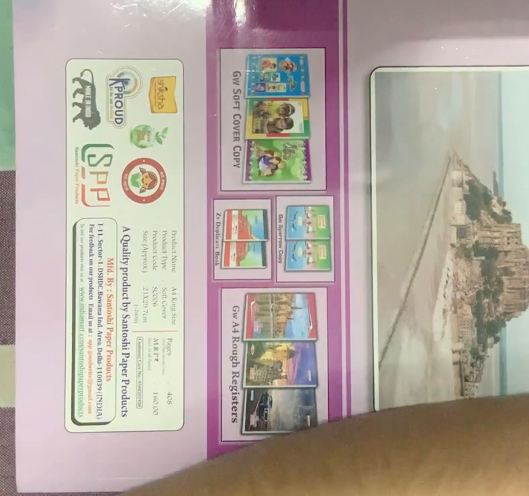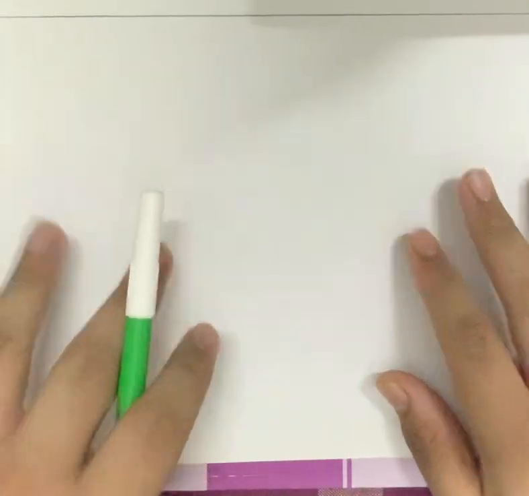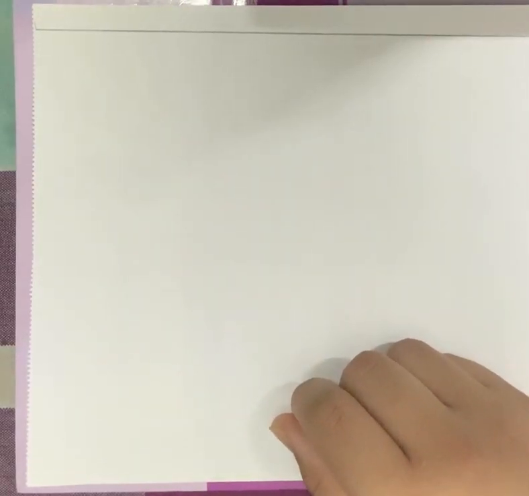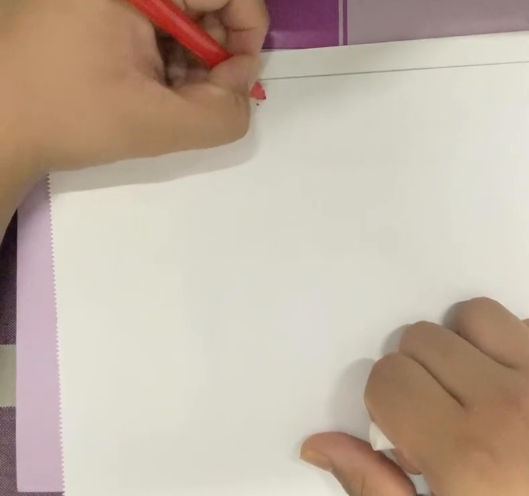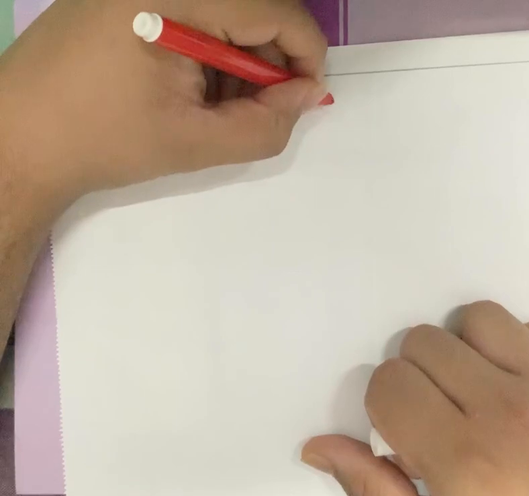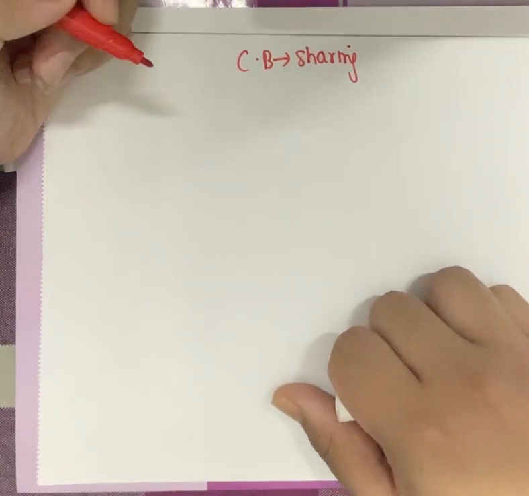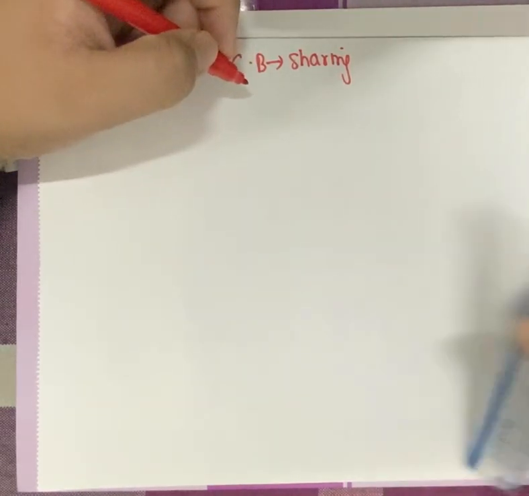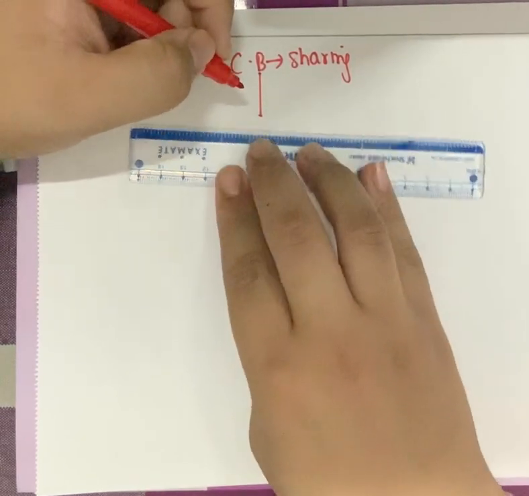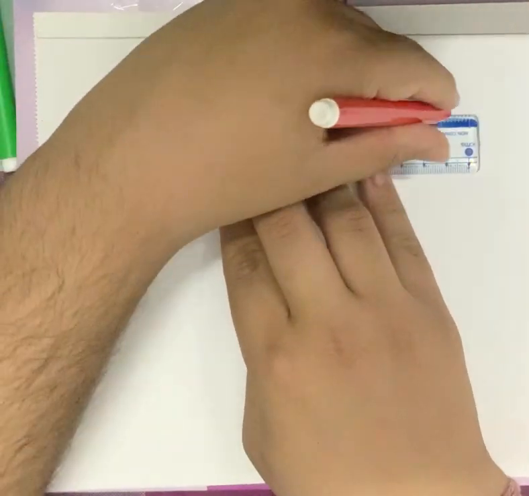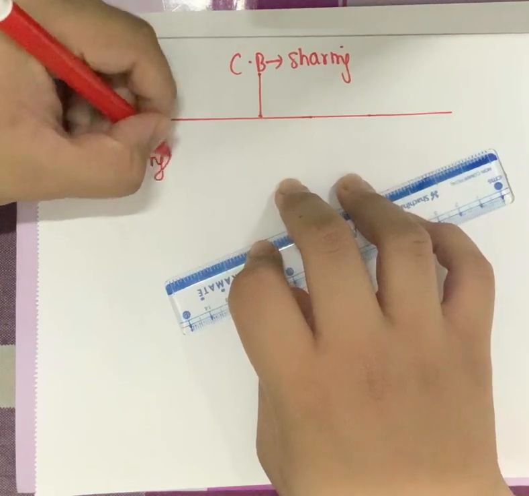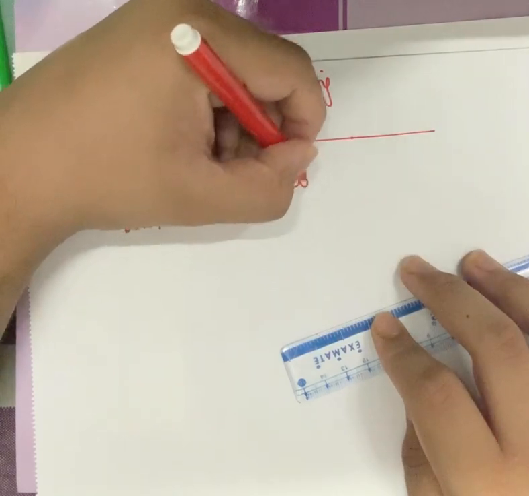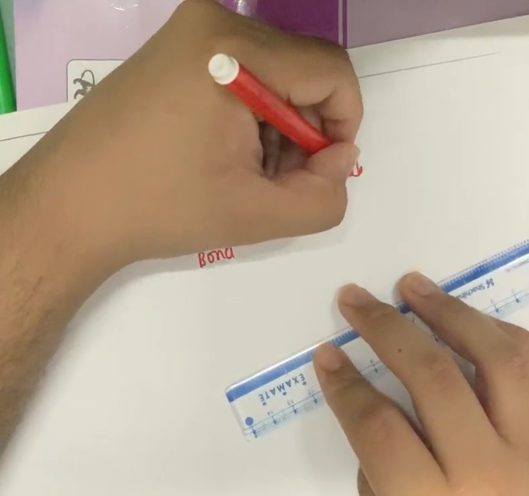Now when we talk about it further, the covalent bond, as I told you, is formed by sharing of valence electrons between 2 or more elements. Now this covalent bond can be classified into 3 categories, I'm sorry: single bond, double bond, and triple bond.